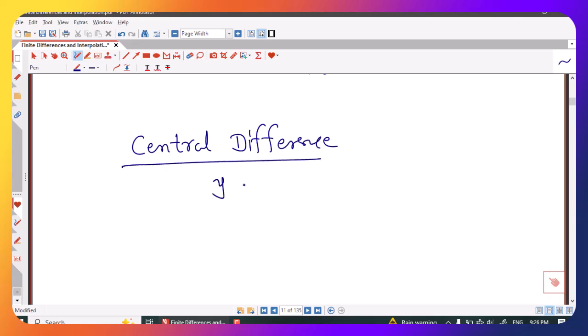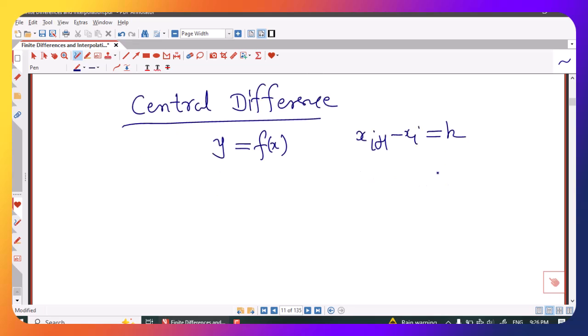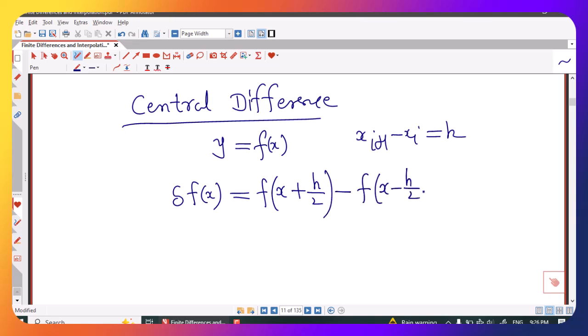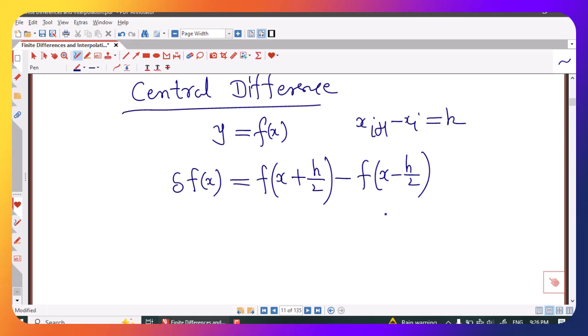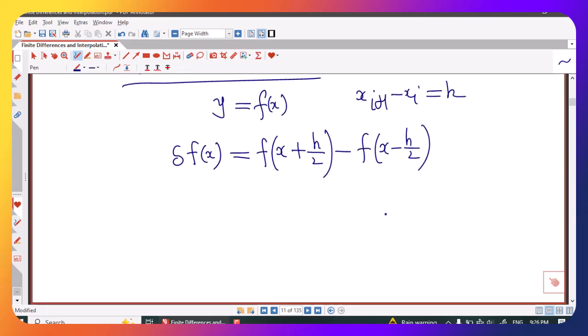Here also we assume that some function of x is denoted by y and values of x are equally spaced, that is distance between any two consecutive values of x is constant. Then central difference of function f at point x is denoted by delta fx, and it is given by f of x plus h by 2 minus f of x minus h by 2. This is the central difference of first order.